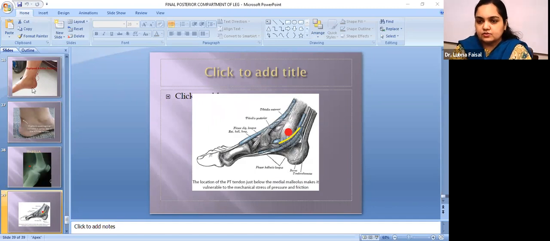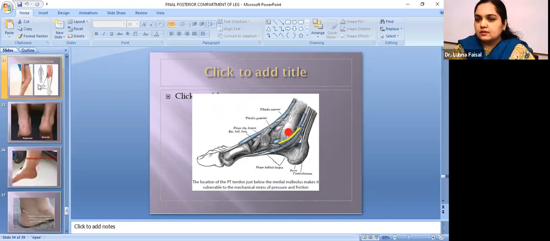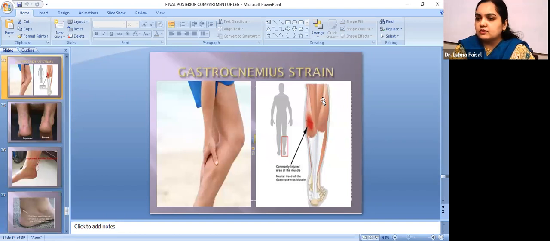Strain of the gastrocnemius. This is the gastrocnemius calf muscle, an important, powerful muscle, but different sports activities can lead to damage. Any damage or decreased blood supply can lead to muscle necrosis, and later the consequence of that is paralysis of the muscle. Okay. Any more question related to the topic?